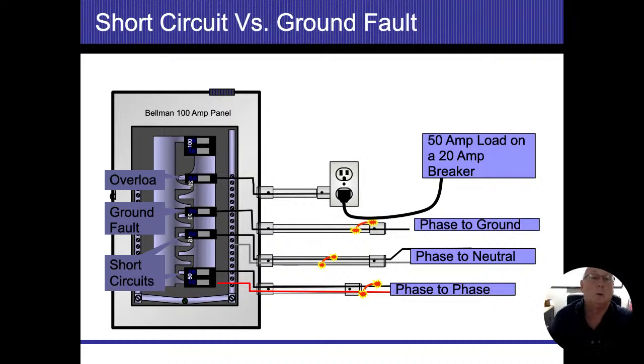Phase to ground: if we follow the power back, a wire comes loose, just like the electric dryer that I may mention, and energizes the conduit. As long as that conduit is attached to my box, it's going to energize the box.